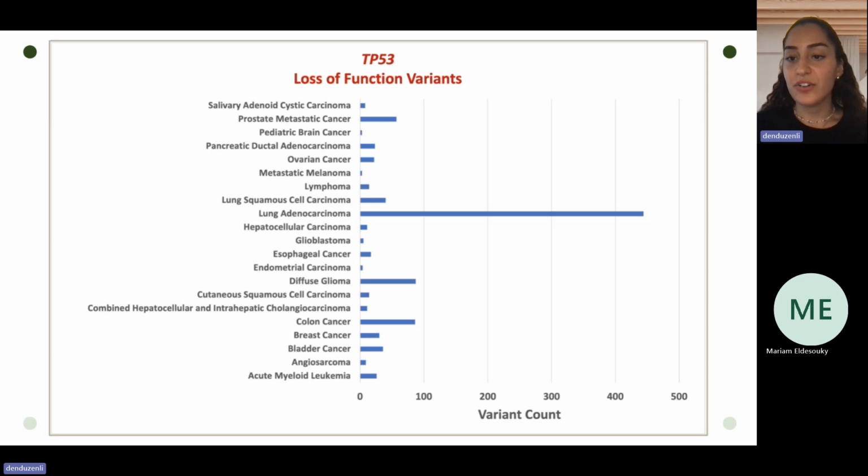This is just a little graph to highlight the importance of TP53. This is just looking at loss of function variants. We have variant count on the x-axis here, and then the cancer types on the y-axis. We can see, and this is not surprising because of the results we were seeing in the graphs, lung adenocarcinoma has over 400 different variants. But if we take a look at the other ones too, there are a lot that are closer to 100 or even 50 that have a lot of variants in a bunch of different cancers. So very important gene to study and to understand.